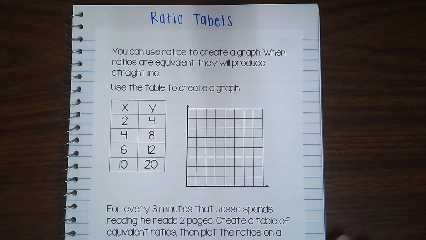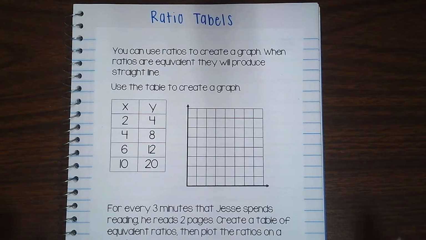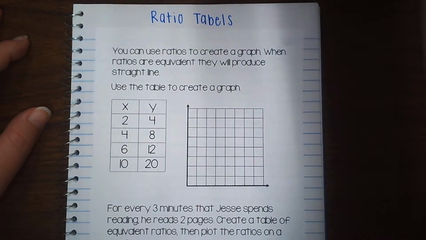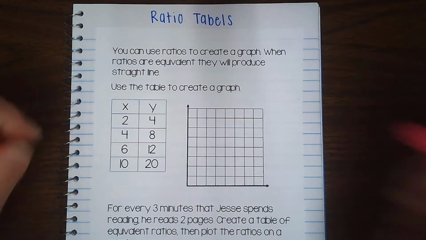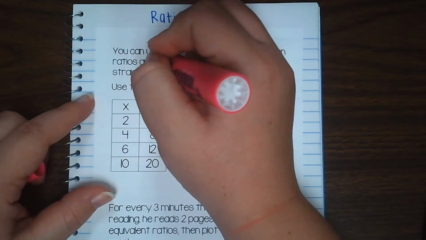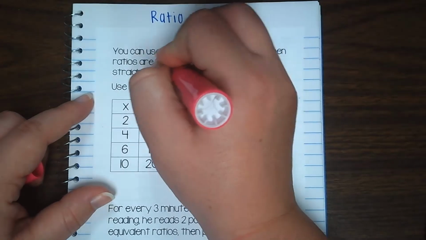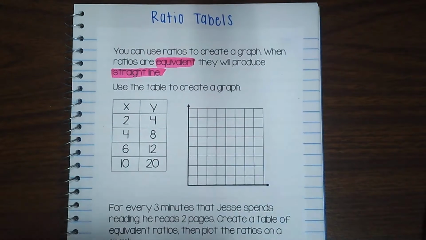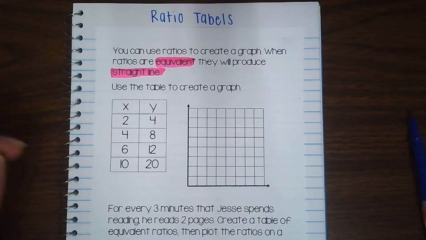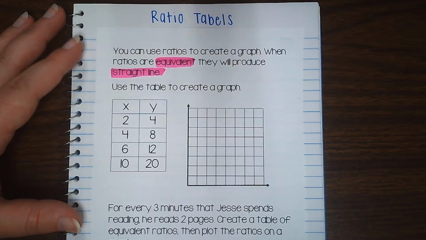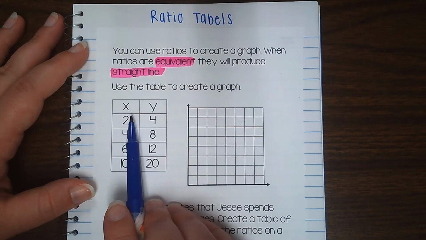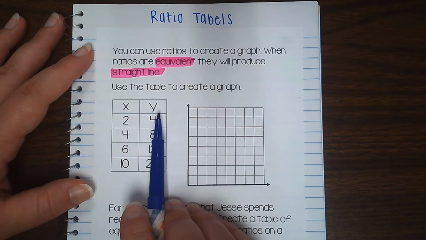And it says you can use ratios to create a graph. When ratios are equivalent, they will produce a straight line. So it says to use the table to create a graph. So we have an x value and a y value.